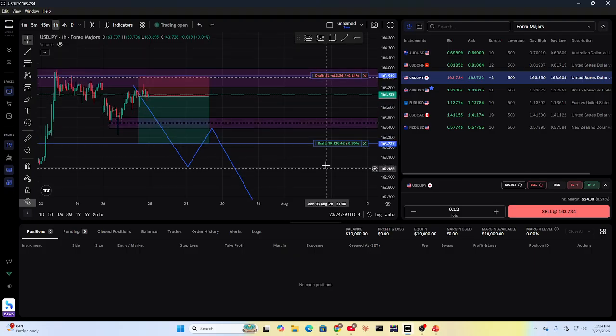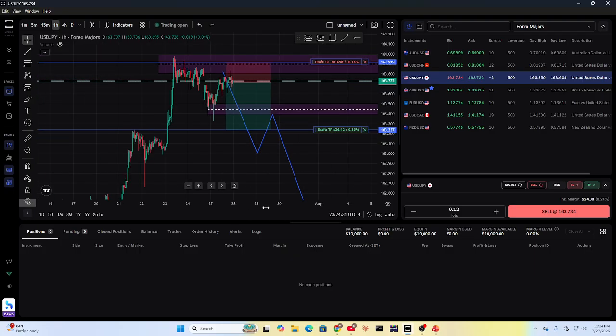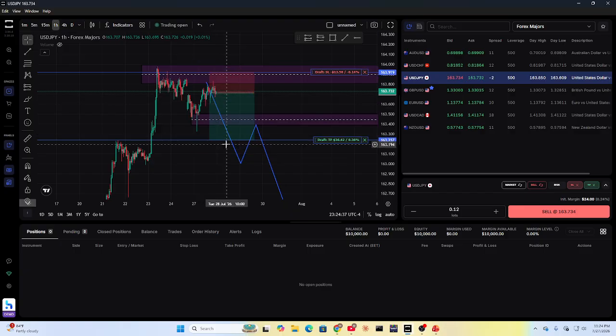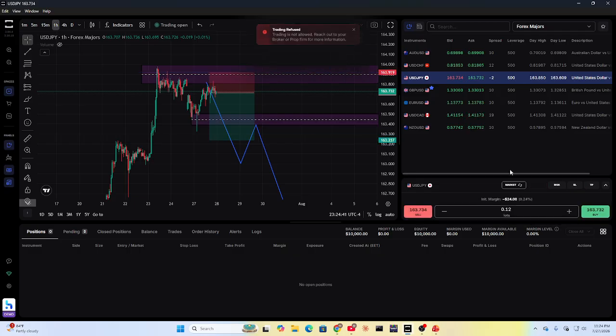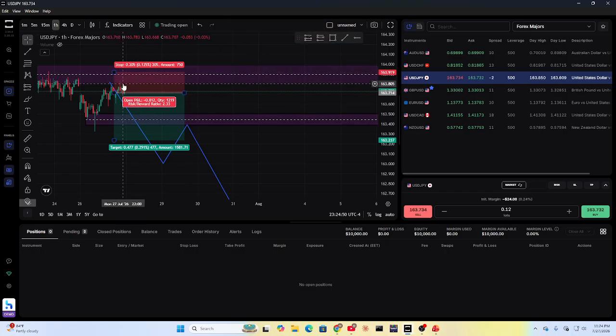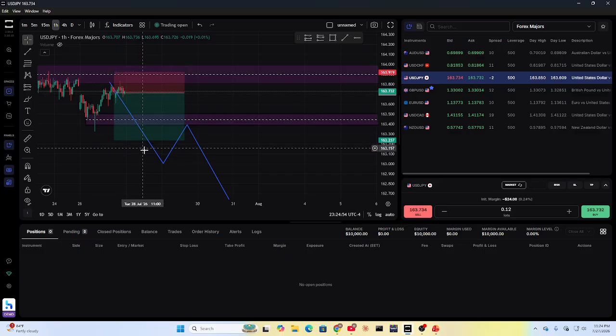So every day you can catch new plays as long as you got this set up. But as you can see, price is already showing we rejected off this here, and we're gonna wait for price to come all the way down here. I don't know why it won't take it. Trading is not allowed. Reach out to your broker or prop firm for more information. But as you can see, price is going to reject off that zone. That's a supply zone now, and now it's coming down.